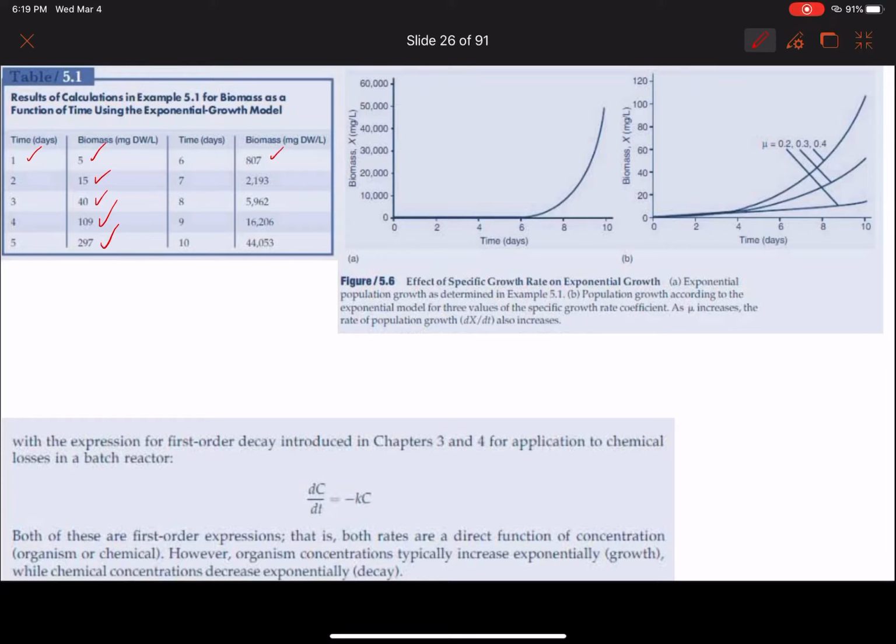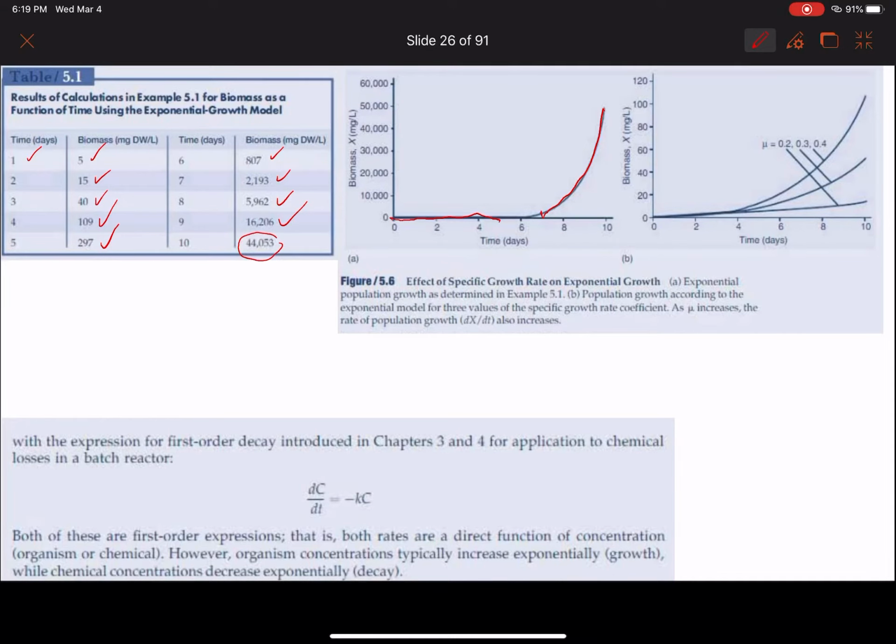Day 6, 807, 2,193, 5,962, 16,206, and at day 10, 44,053 milligram dry weight per liter. Of course, you could see that the concentration will go from almost 0, 5 is not much, 15 is not much, and you can see it will start increasing from day 7 all the way to day 10, okay?